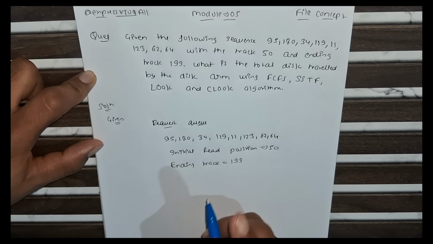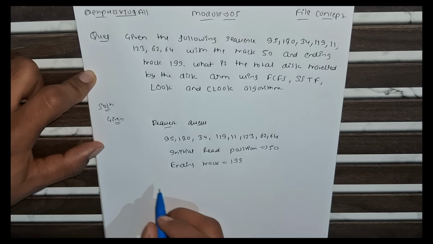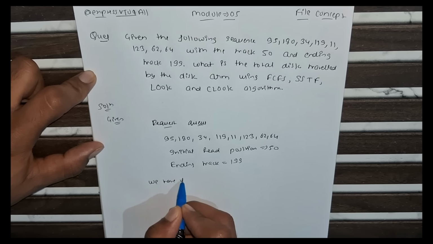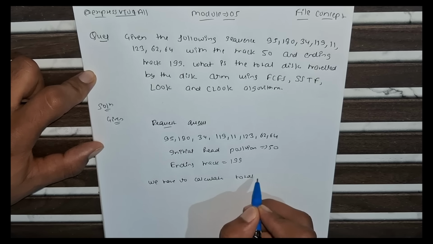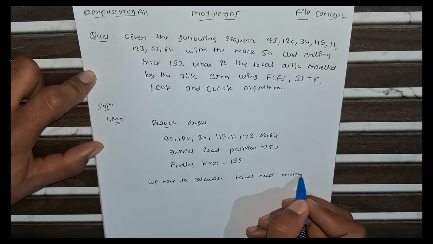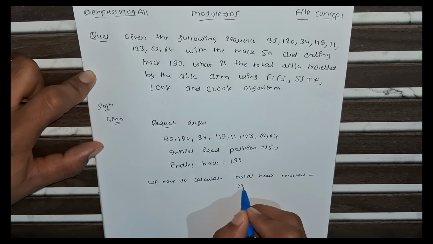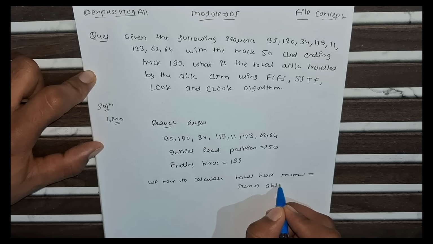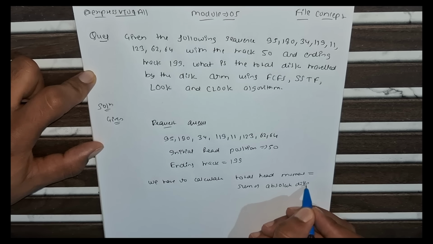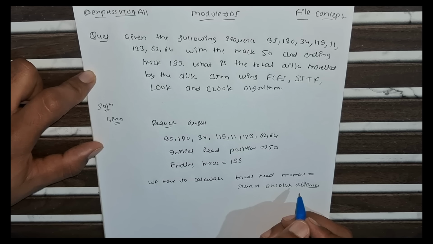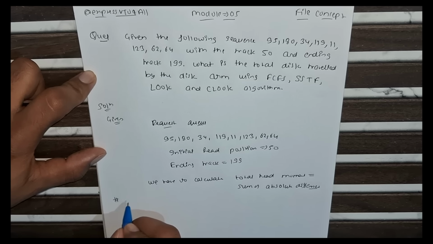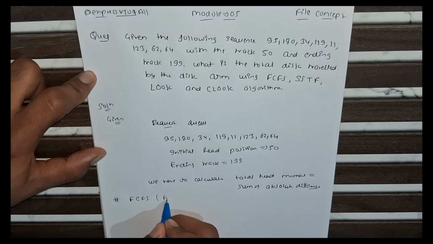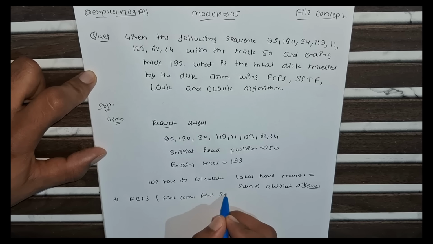So we have to calculate the total head movement, which is equal to the sum of absolute differences. Now let's calculate one by one. First we calculate FCFS, which means first come first serve.